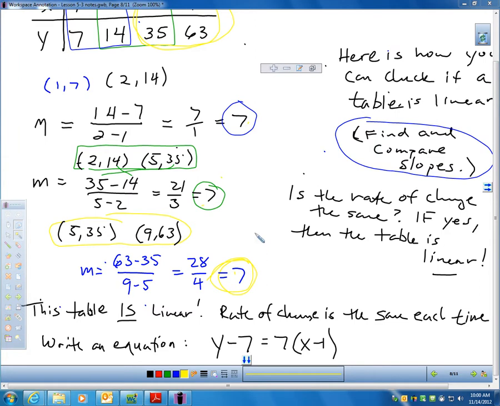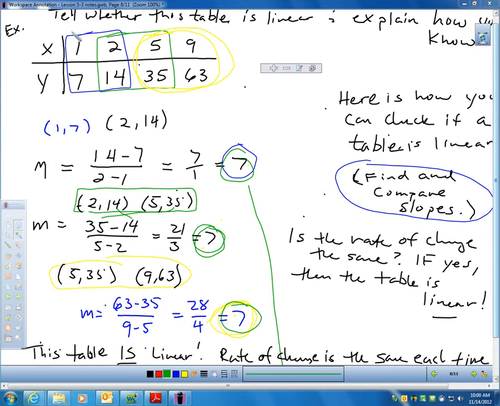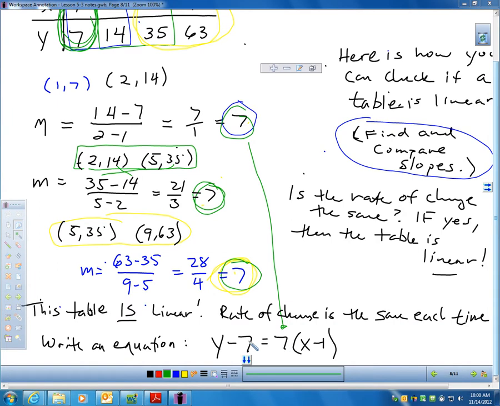Now it says if I can, write an equation in point-slope form. Well, that's easy. I know my slope is 7, so you can see right here, I'll just use a green marker. Since my slope is 7 every time, I plugged in 7. And now all I've got to do is take any point on my table and plug it in for x sub 1, y sub 1, and I took the point that I thought was the easiest. I just took the point right here, 1, 7, and I plugged in 1 for x sub 1 and 7 for y sub 1, and there's an equation in point-slope form. This is a linear equation. This table is linear. There's my equation.